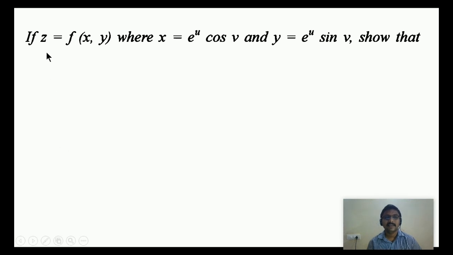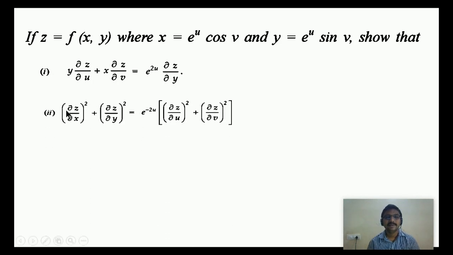Problem: if z is f of x, y, where x is e^u cos v and y is e^u sin v, then show that y ∂z/∂u plus x ∂z/∂v is e^(2u) ∂z/∂y, and (∂z/∂x)² plus (∂z/∂y)² is e^(-2u) times ((∂z/∂u)² plus (∂z/∂v)²). So using these equations and using the chain rule, we have to prove these conditions.